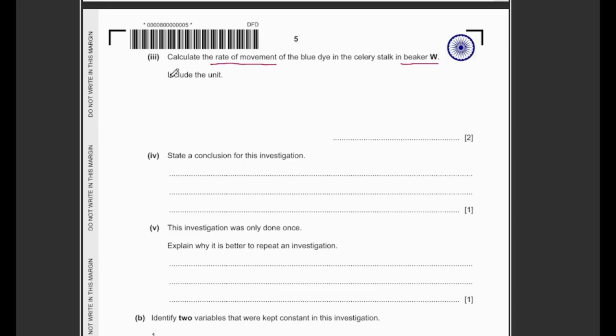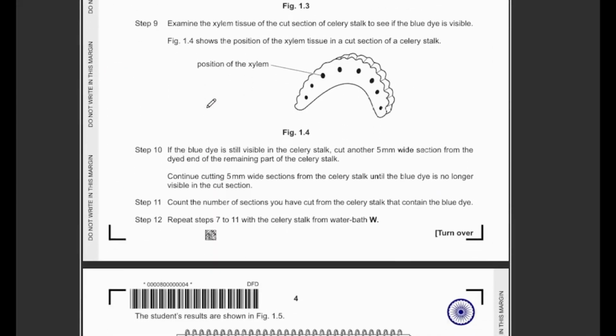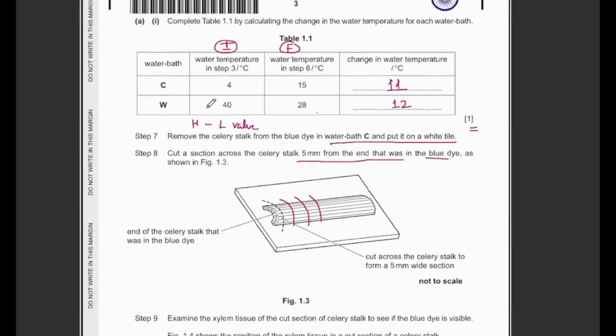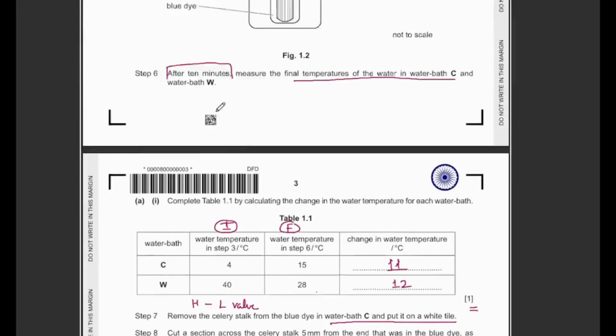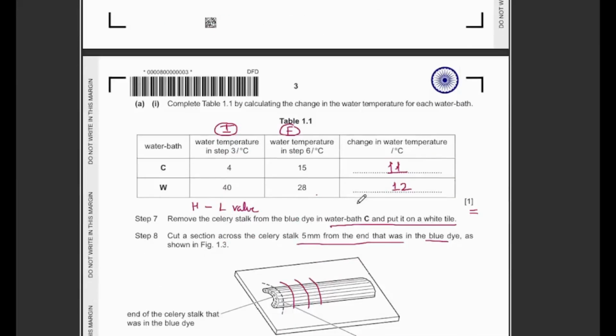Rate of movement of the blue dye: the total distance moved was 65 mm. What was the duration? If you check the last step here, the time duration was around, how much is it? Let's see. Okay, there it is. After 10 minutes, measure the final temperature of the water bath. So it is 10 minutes.